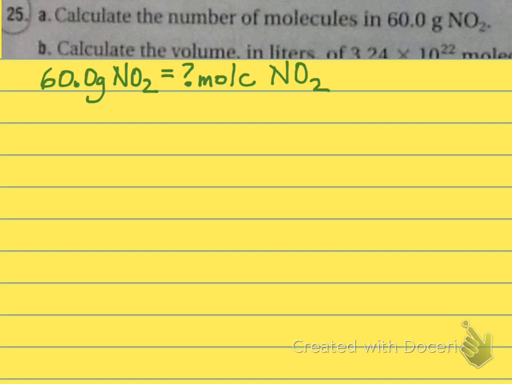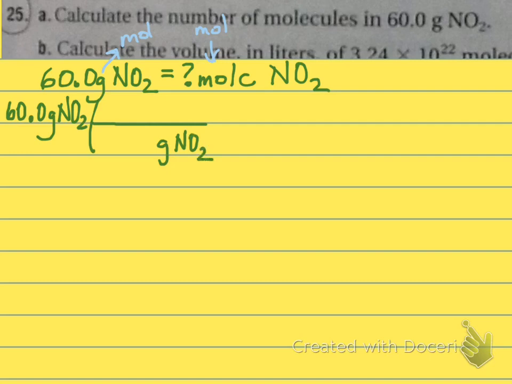The conversion factor that has grams in it, okay, is going to allow you to go to moles, and the one that has molecules in it is going to be moles as well. Okay, so we're going to have to do two conversion factors here. So again, we're going to start with our 60 grams of nitrogen dioxide. Grams of nitrogen dioxide have to go on the bottom because they're in the top here. And we're going to convert that to moles of nitrogen dioxide.